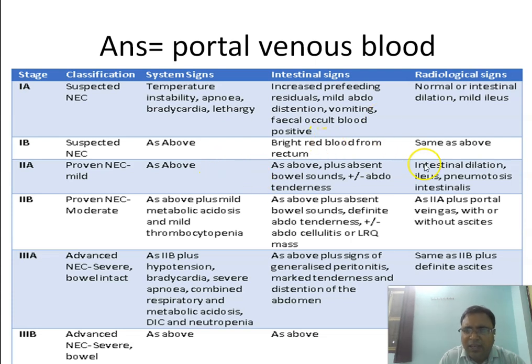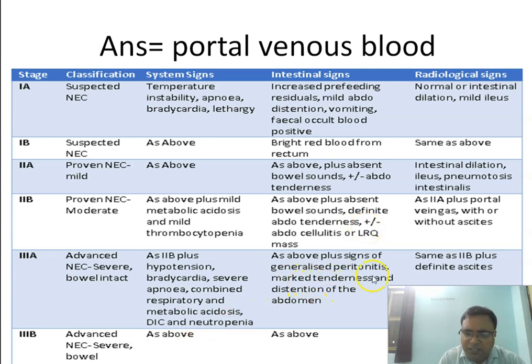2A, all of these are there, and along with that we get intestinal dilatation. That is pneumatosis intestinalis, which we get in 2A. 2B, we are getting extra portal venous gas. This is important. If portal venous gas is there, then it is categorized in the category of stage 2B.